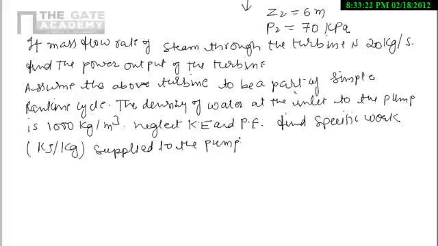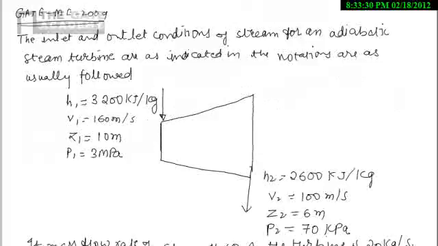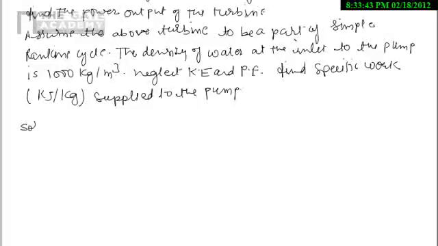So now we have to solve this problem. In the first part, if we see the diagram here, the inlet and outlet conditions are given and we are interested in power output. So now let's start the solution. I am writing the steady flow energy equation for the turbine.